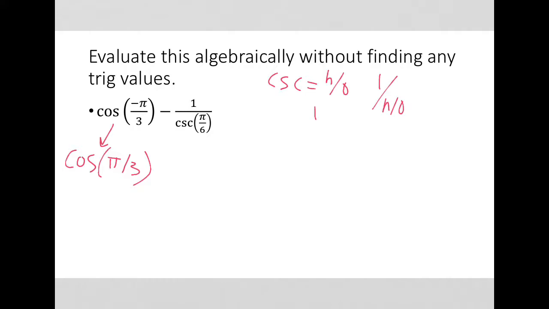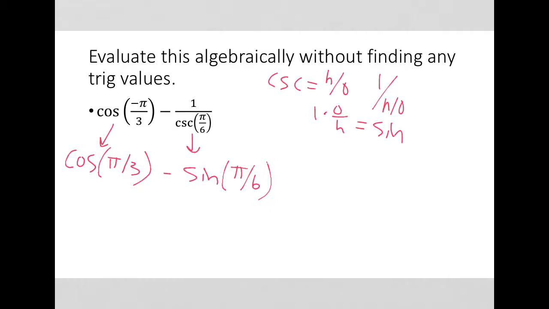Well, dividing by something is the same as multiplying by its reciprocal. So really, 1 over cosecant is the same as, if we have opposite over hypotenuse, that's sine. So really, we can replace this with just sine of pi over 6, just like that. And you could go through and figure these out using what you know from the unit circle.